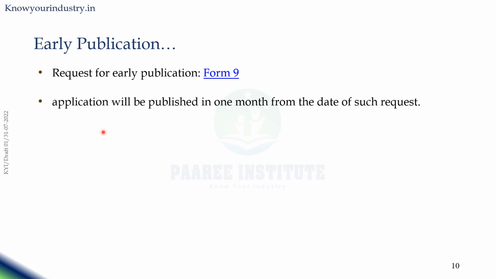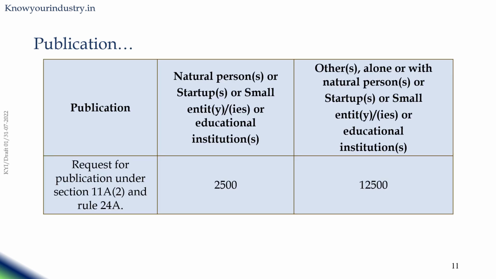Our patent application will be published automatically after 18 months from the filing date. But if you want to publish your patent application before 18 months, then you can file a request for early publication in Form 9. The application will be published within 1 month from the date of such request. The patent office fee for early publication for natural persons or startups or small entities or educational institutions is 2500 rupees. For others, it is 12,500 rupees. So if you file your request for early publication with the fee, the patent office will publish your patent application within 1 month from the date of filing of the request.